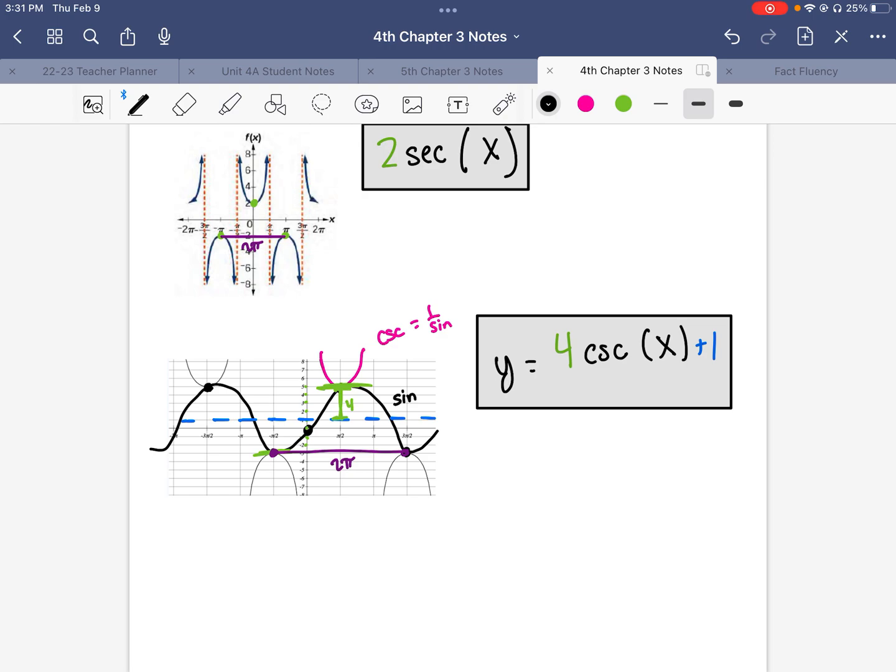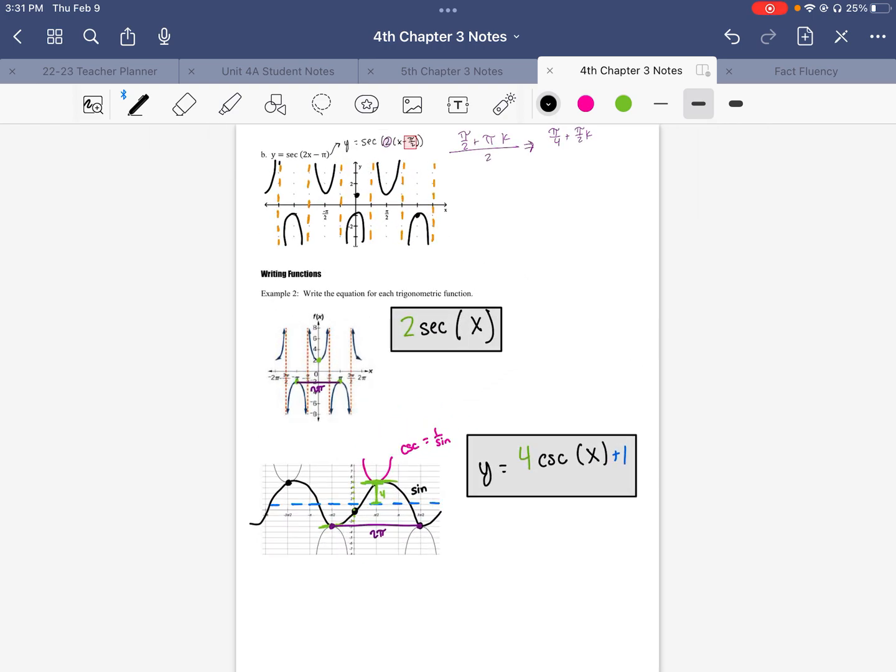Okay. So those are kind of the two options for you on how you can approach these problems. You can either think of them like the reciprocals of sine and cosine and deal with them that way, or you can think of them as separate graphs and adjust them that way. That's really up to you and the way that your brain works. Let me know what questions you have.